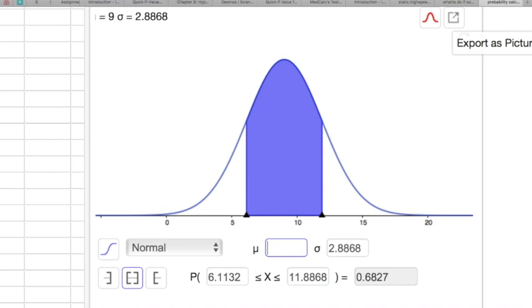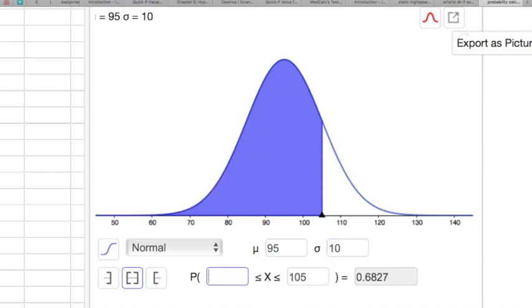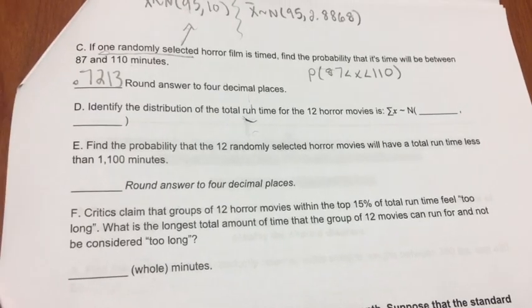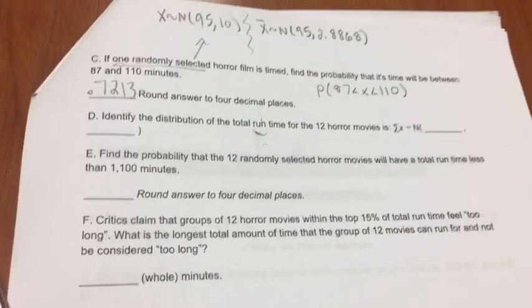Okay, and so the mean is still 95. Switch back to the standard deviation of 10 and finding the probability that it's between 87 and 110. Press enter and I get that my probability is 0.7213.